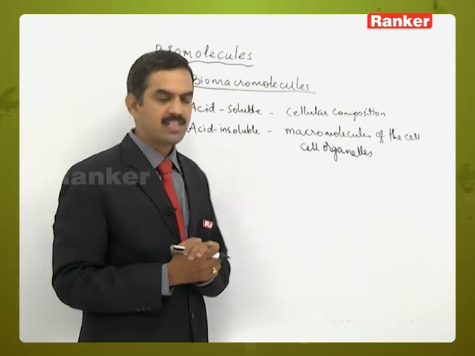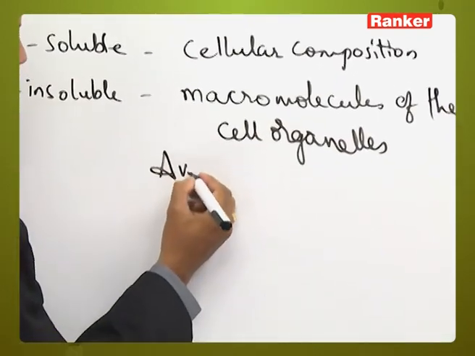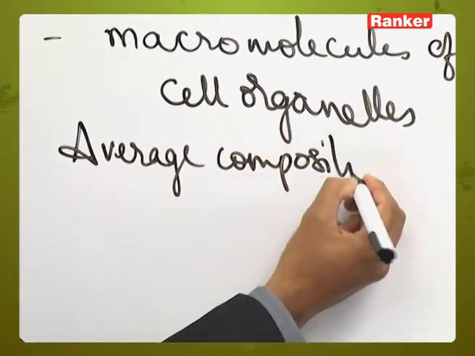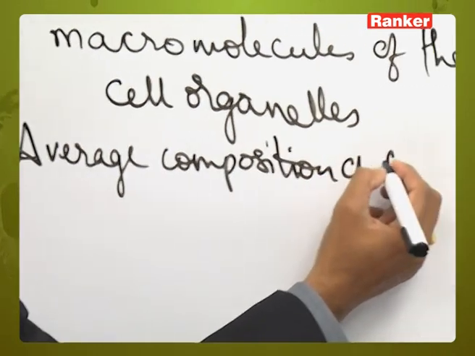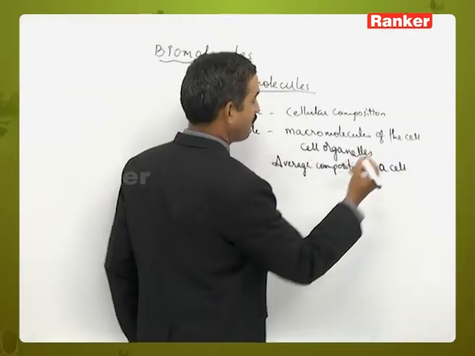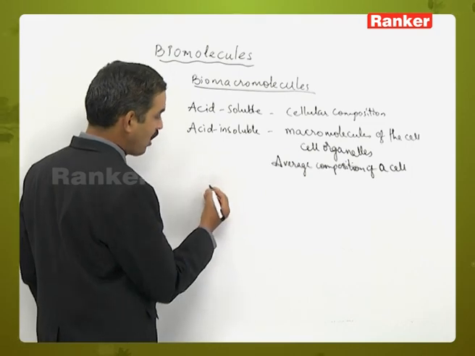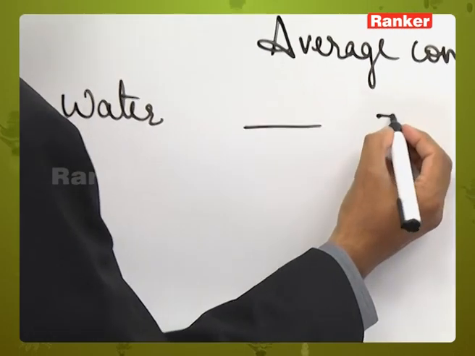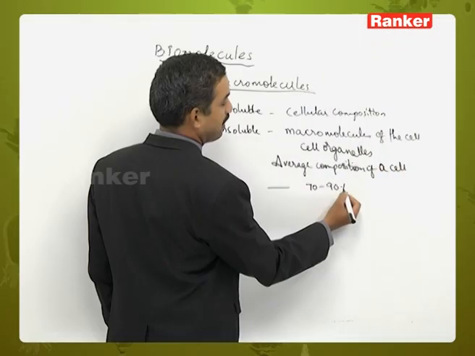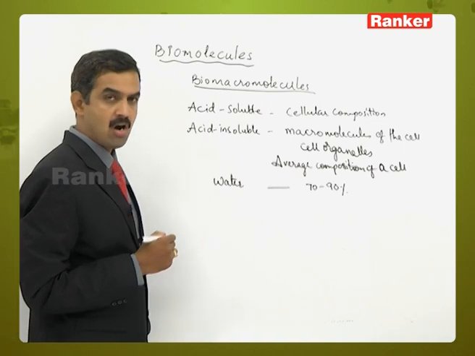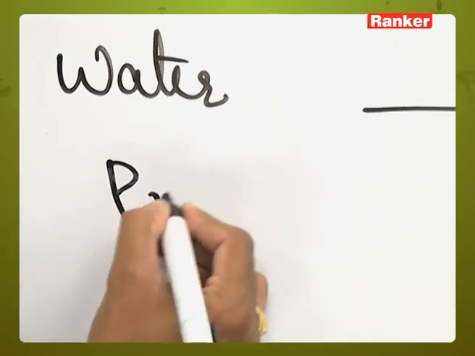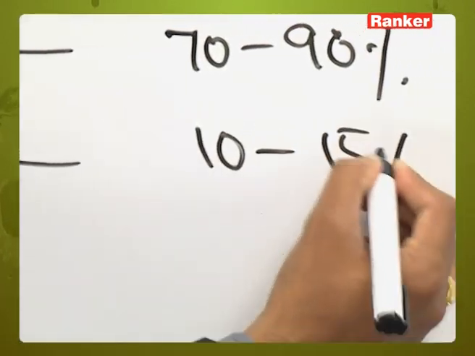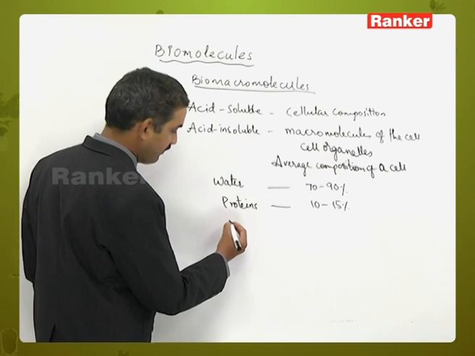And if we take the average composition of a cell, first the compounds: water, the percentage of water will be 70 to 90% out of the total 100% of the cell. Then proteins, which account for 10 to 15% of the total composition of the cell.